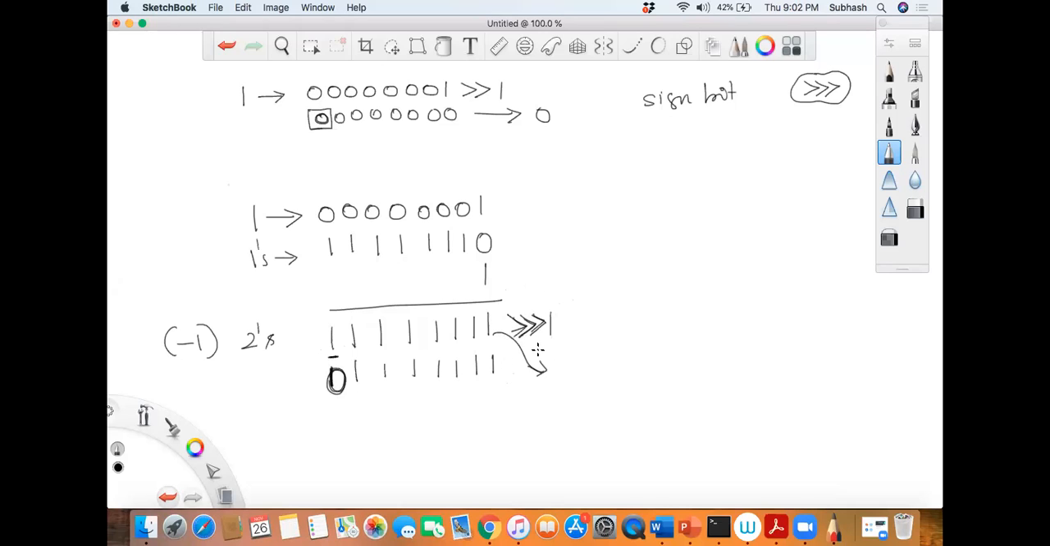This is again a right shift with 0 append. This is basically called right shift with 0 append. This is normally your right shift operator, and this is the right shift operator with 0 append. Is that okay? You want me to explain once again, guys?